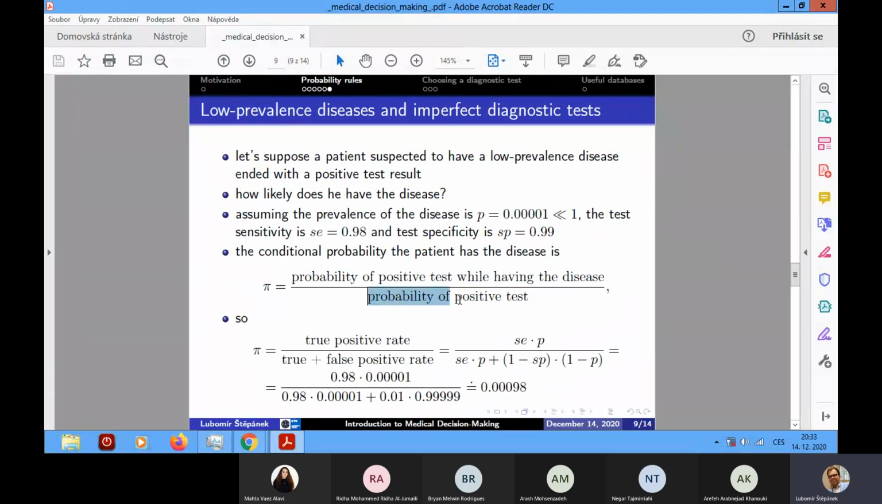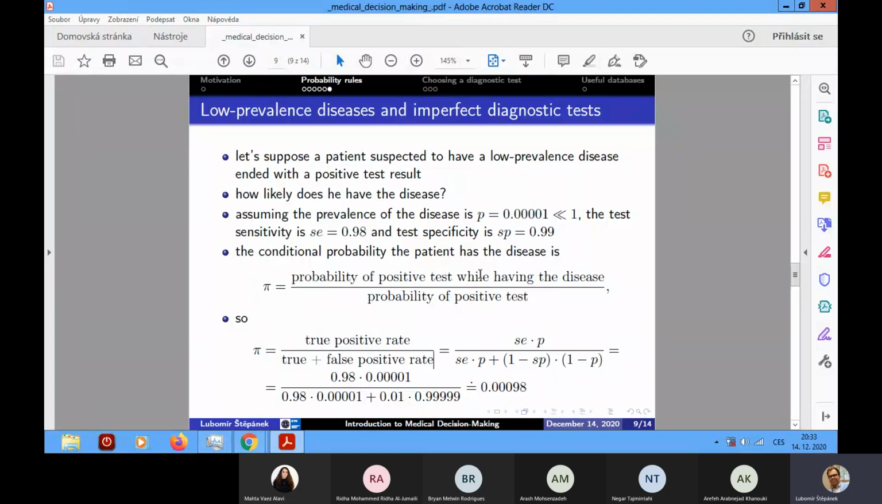And in the denominator, these are the probabilities of positive tests. And this is what we are going to work on, probabilities of a positive test, because we can try to rewrite this formula in this manner. So probability of positive test while having disease. So if we have a patient and the patient has got the disease, then how are the possible ways he could get the positive test?